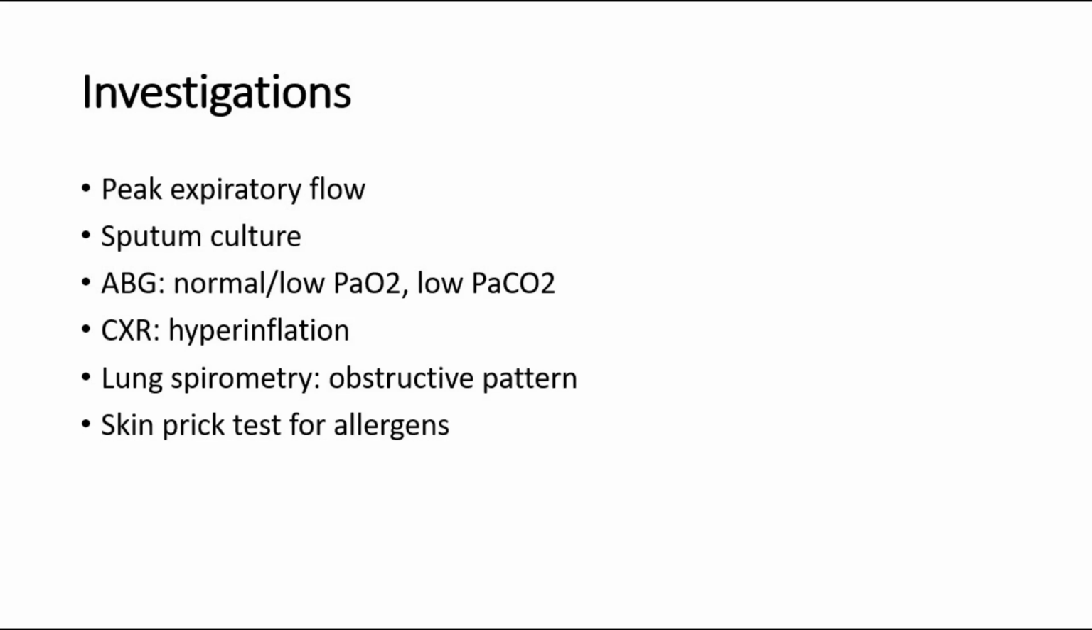So after doing the spirometry, we can do a steroid or beta agonist trial, and usually there will be a more than 15% improvement in the FEV1 after the trial if it is asthma. This is to differentiate between asthma and other obstructive diseases such as COPD.